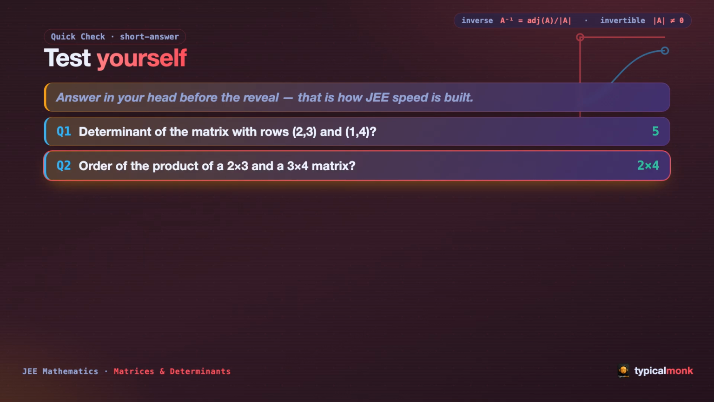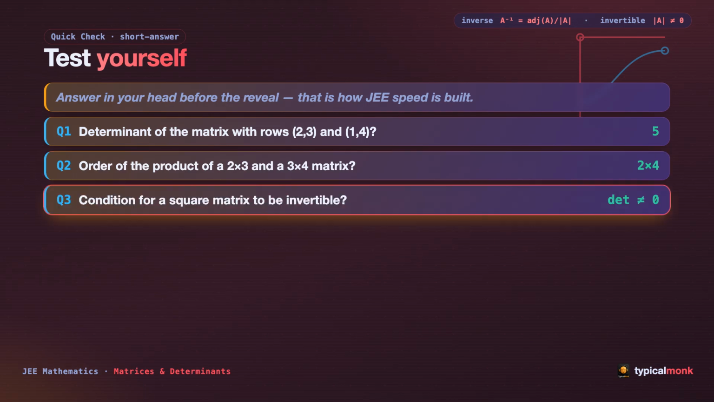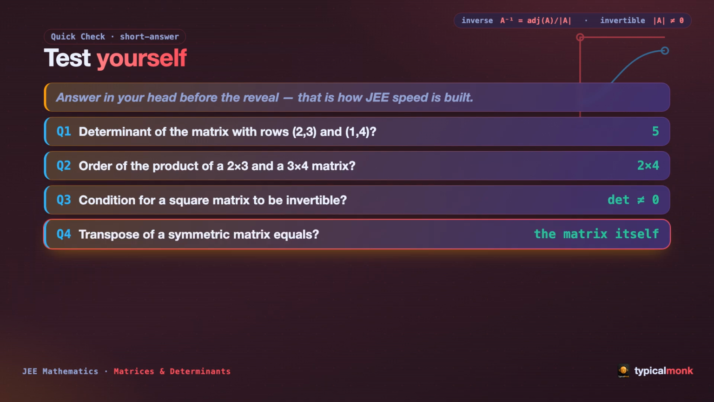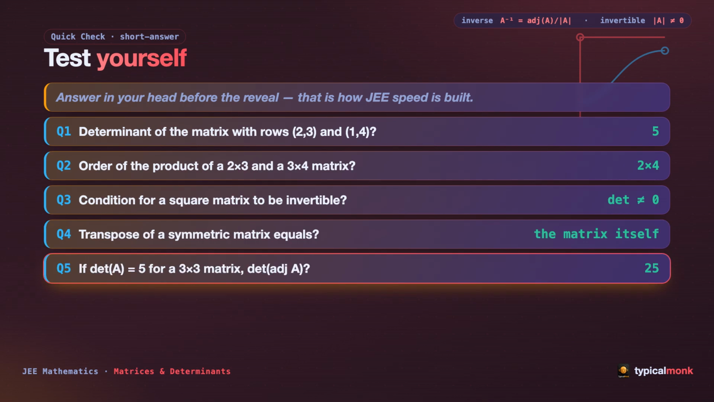Question 2. What is the order of the product of a 2 by 3 matrix and a 3 by 4 matrix? The outer numbers survive, 2 by 4. Question 3. What is the condition for a square matrix to be invertible? Its determinant must not be 0. Question 4. What does the transpose of a symmetric matrix equal? The matrix itself, unchanged.